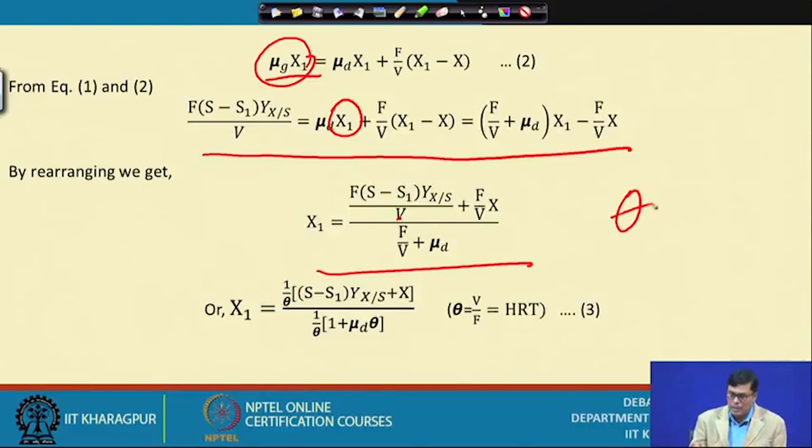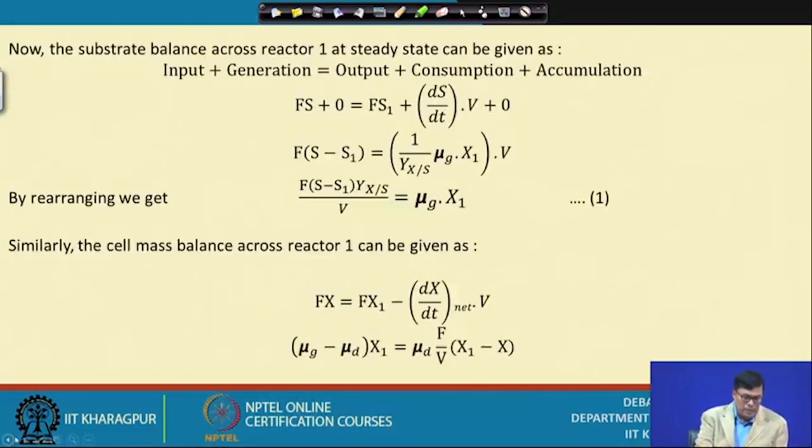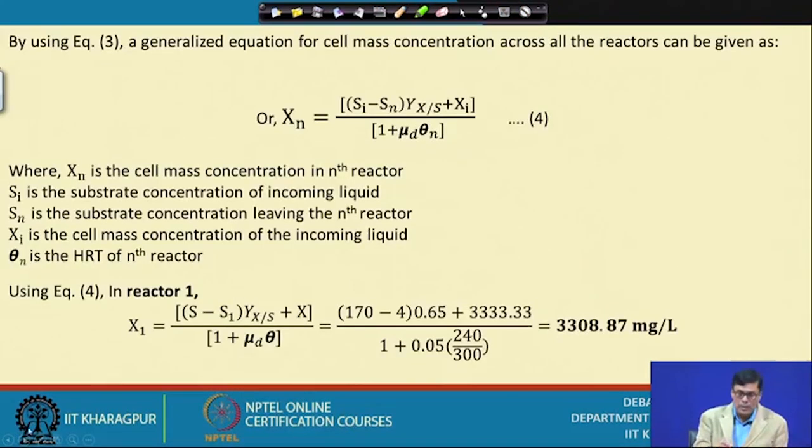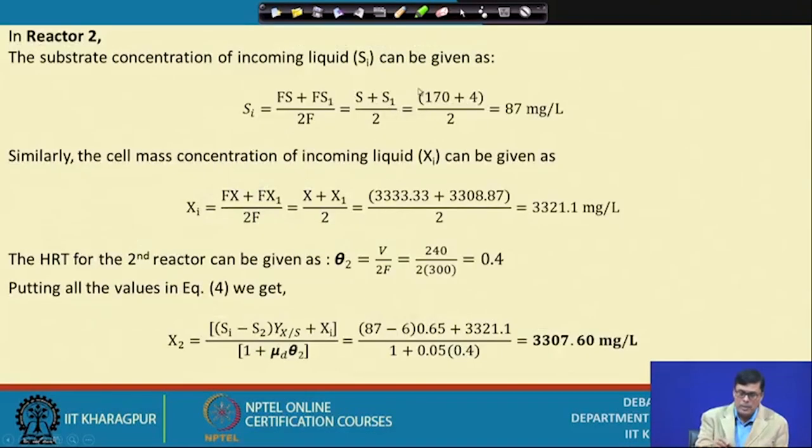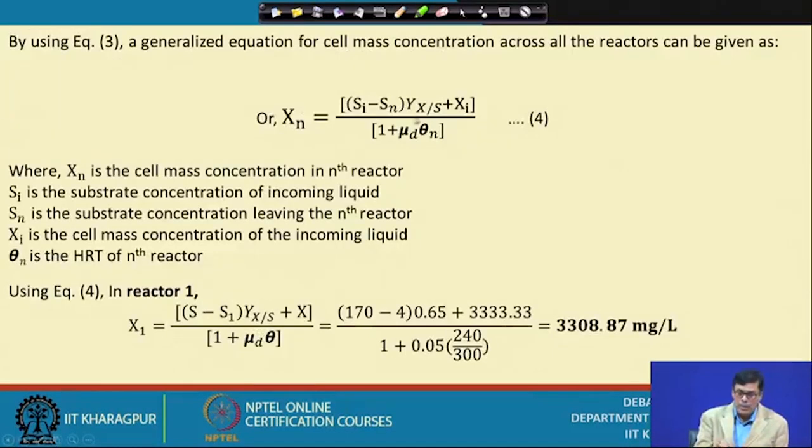because we know theta is the hydraulic detention time, equal to v by f. Am I right? So this we can write in this form, y by x, this is f by v, I can take common. And this also we can take common, and we can have 1 plus mu d into theta. Now, from this we can write a generalized equation that x n equal to S I minus S n, y x by S plus x I, divided by 1 plus mu d into theta n.